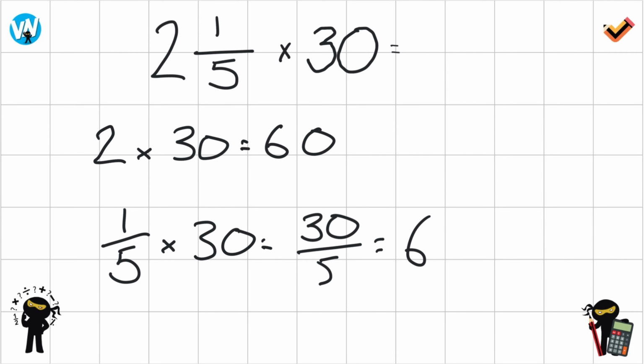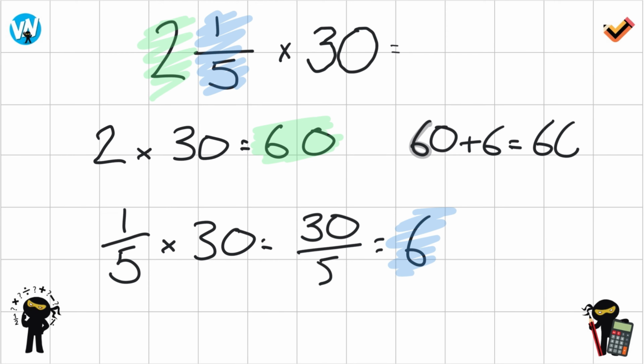Well, that's 6. So I've got my two parts, which are this bit and this bit. Now I'm going to add them together. 60 add 6 is obviously equal to 66. So this is both parts coming back together, and that would be the answer. So 2 and 1/5 times 30 is 66.